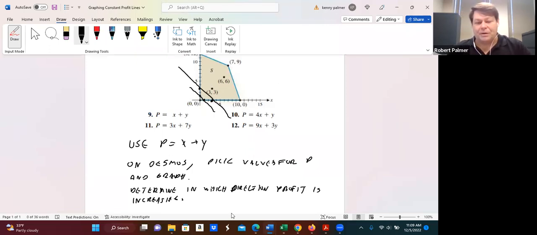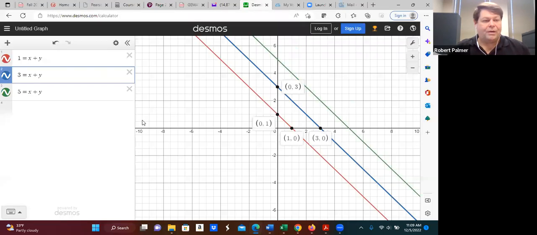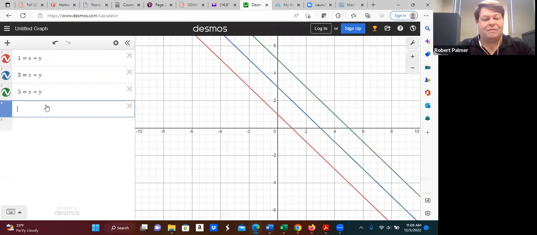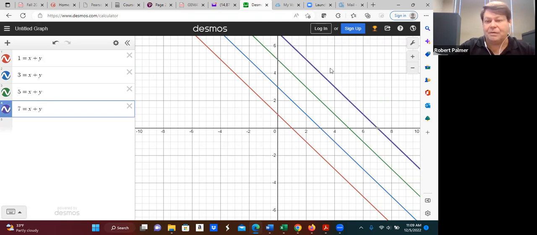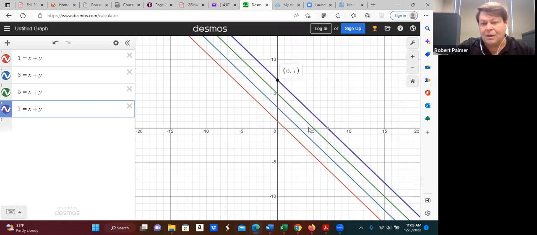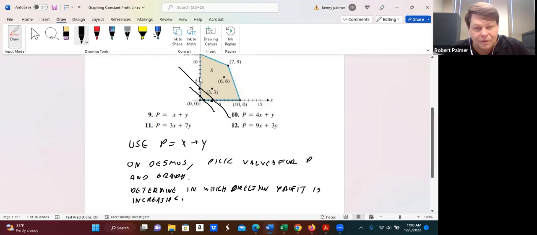Let's go back to Desmos really quickly. Let's say we do one more out here. How about 7? So 7 is equal to x plus y. We should have x plus y, not x plus 7. There we go. And if we zoom out just a bit, we can see where those intercepts are. That will help us graph on here. So 5, 6, 7.